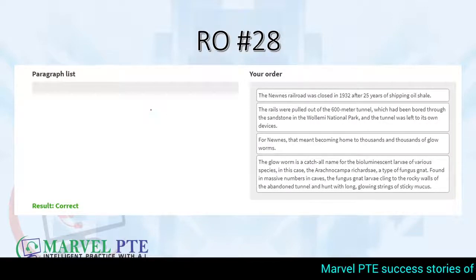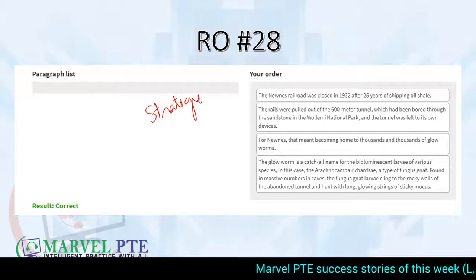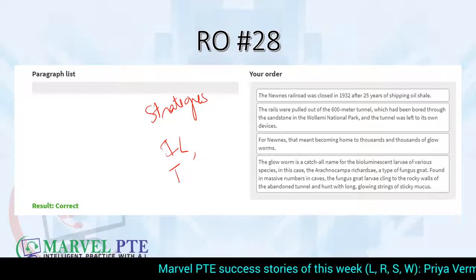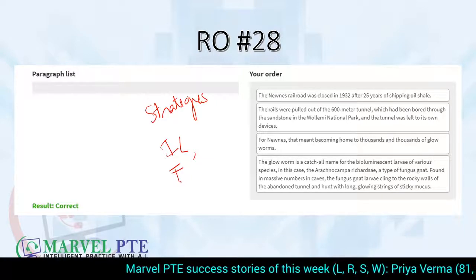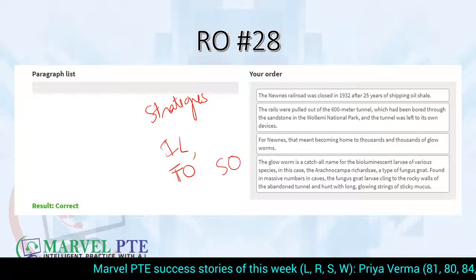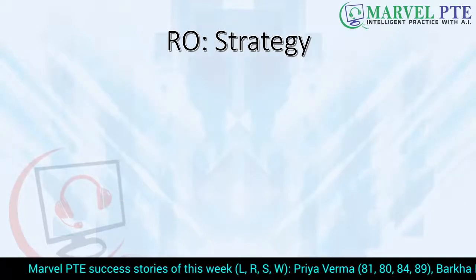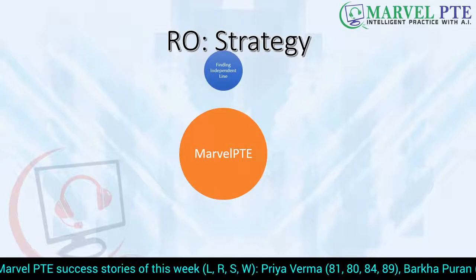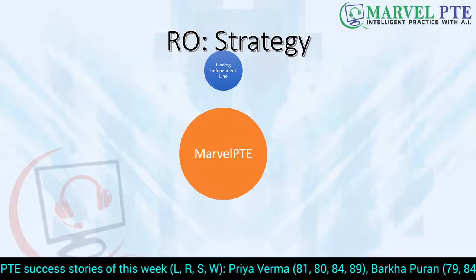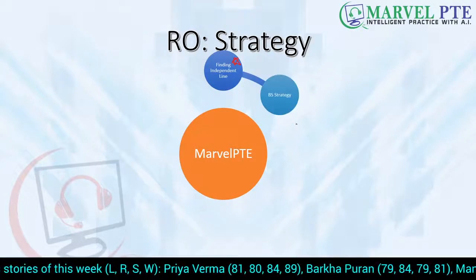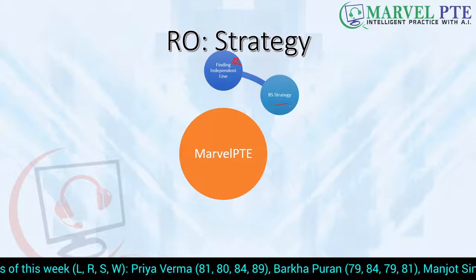If you know the right strategies to crack your reorder paragraph, it is very easy. You need to know how to find an independent line. You must know the strategies for TO, which is topic order, as well as SO, which is your subject object strategy. So if you know these strategies, it will be easy for you guys to solve or crack your reading reorder paragraphs. And the strategies which we teach our students are: how to find an independent line, which we have used today, then the BS strategy, which is broad to specific strategy.